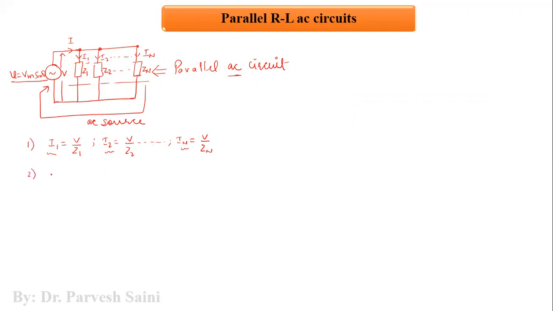The second thing is that the total current is the phasor sum of all the currents that are divided into the branches. So we will apply KCL at this particular junction, right? We have the total current which is equal to the sum of all the branch currents.